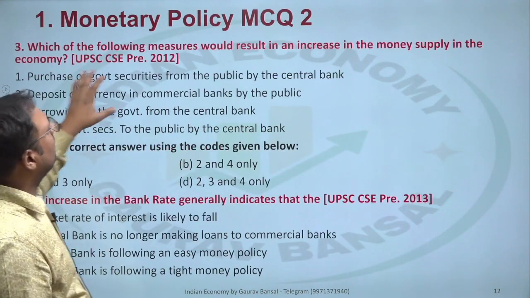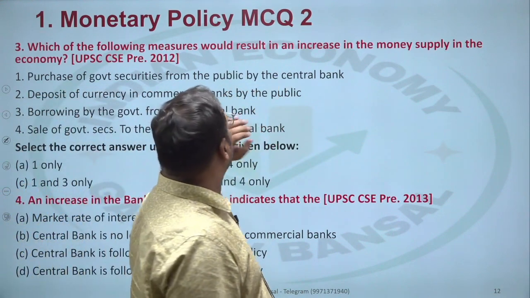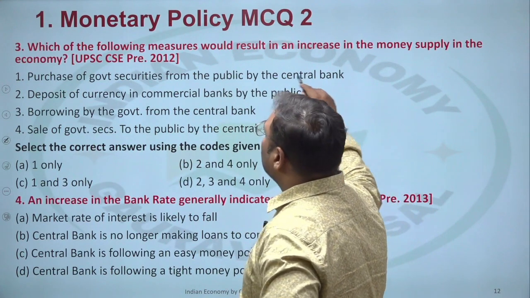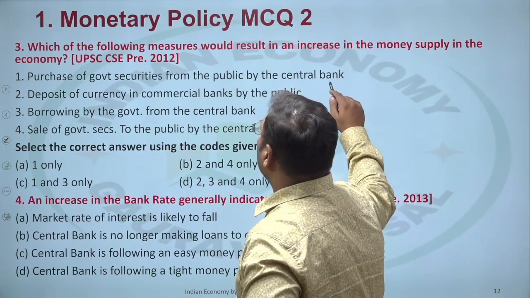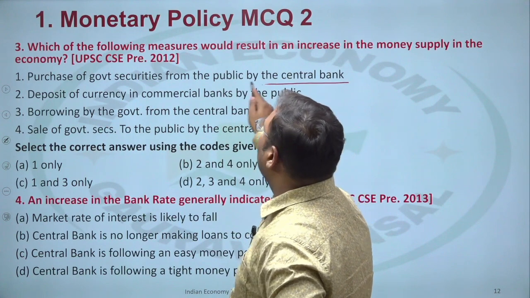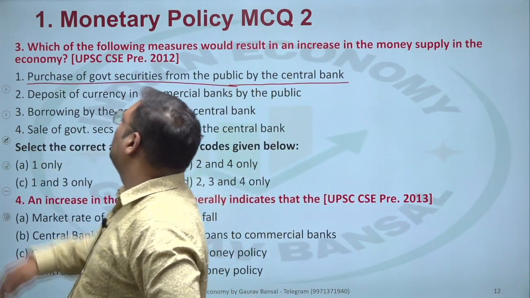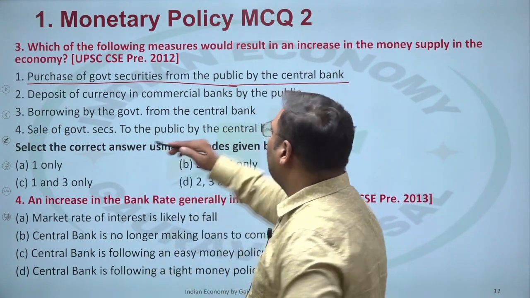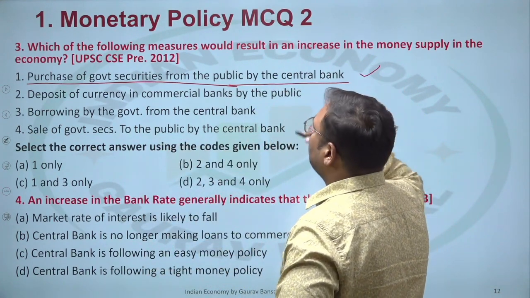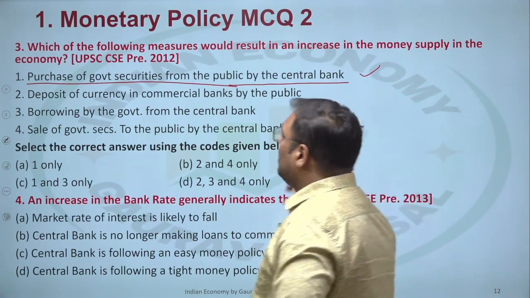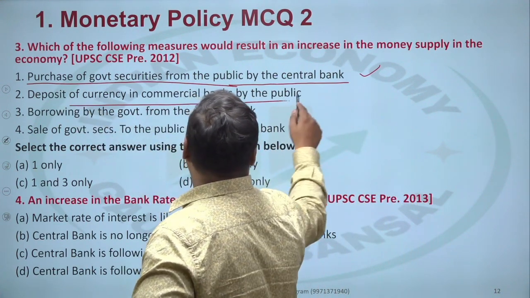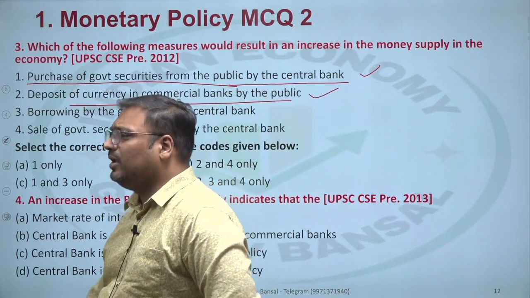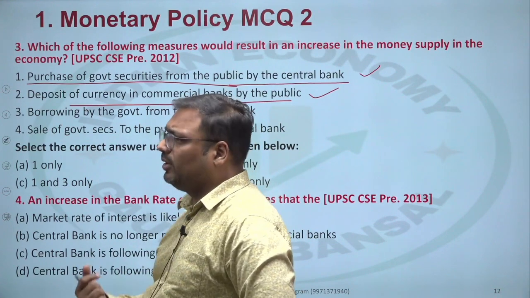Next, which of the following measures would result in an increase in the money supply in the economy? Purchase of government securities from the public by the central bank. If RBI buys the bonds from the public or from banks, what will happen? RBI gets the bond, the public gets the cash. This increases the money supply. Deposit of currency in commercial banks by the public will also increase the money supply, because this will increase the money multiplier. There is a very important concept of money multiplier.